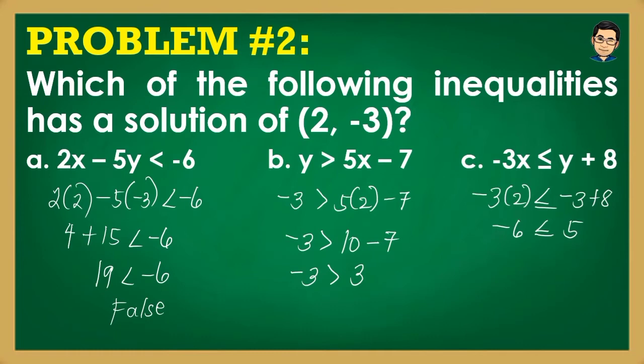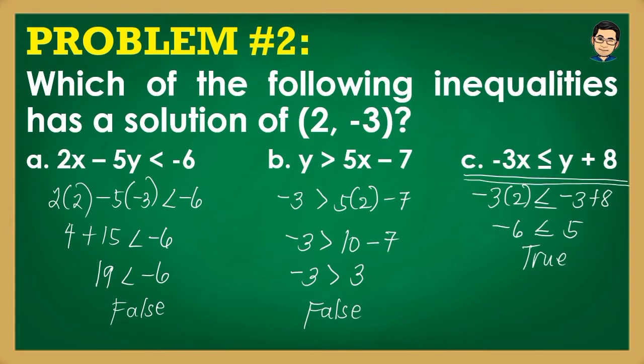Next, negative 3 is greater than 3. This is also a false statement. It's because all positive integers are greater than negative integers. And then negative 6 is less than or equal to 5. This is a true statement. Mas maliit po yung negative 6 kesa sa 5. So, yung sagot natin dito is letter C.